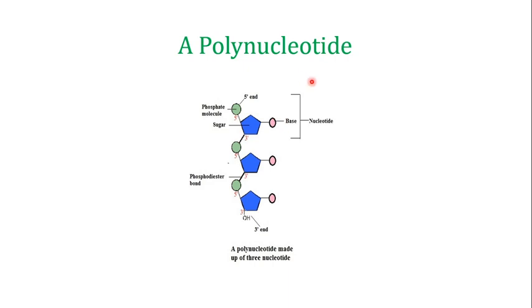This is a very little polynucleotide, showing how the nucleotides are attached to each other. So if this is one nucleotide, you have got a base, you have got a sugar, and you have got a phosphate molecule. So this is one nucleotide. This one nucleotide is attached to this other nucleotide. This is the phosphate group of the other nucleotide, this is the sugar, and this is the base. So this one is another nucleotide, and this one is another nucleotide.